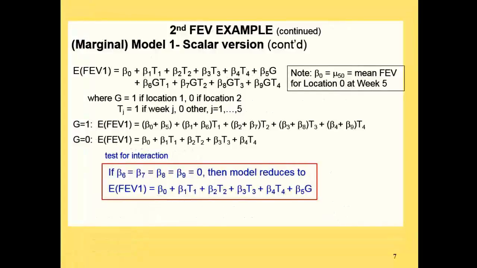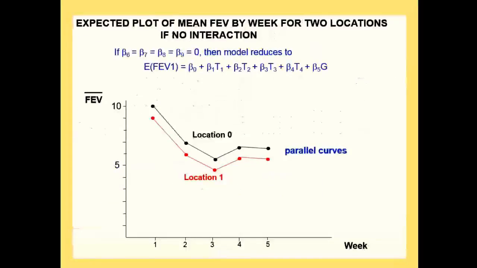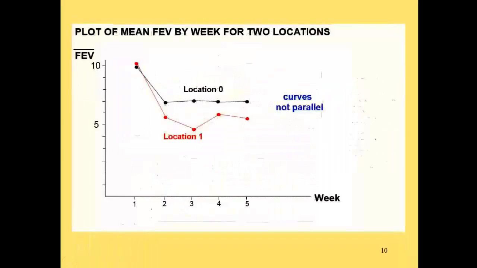Again, if I want to test for interaction, that's the null hypothesis: beta 6, beta 7, beta 8, and beta 9 equal 0. And the model reduces to this model. If you're only testing for interaction, but not testing whether the locations are different, that's the model you get. Is the interaction significant? That would be the picture if the interaction was not significant. Then the trends over time for the two lines would be parallel. But it turns out when you actually plot it, this is what you get.